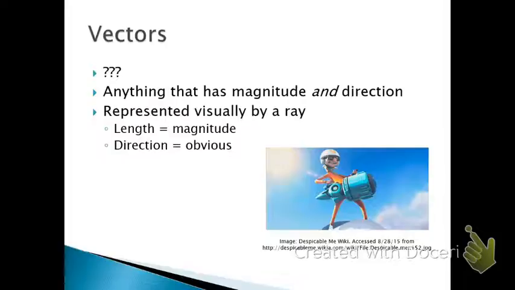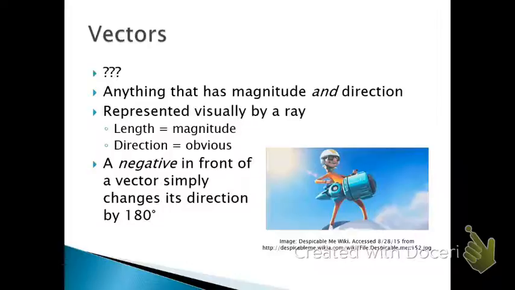Now I just said that you can't have a negative value, and that's not entirely true. If I've got a vector pointing up and to the right, like I did on my graph paper just there, I could flip it by throwing a negative out front. All that a negative in front of a vector does is change its direction by 180 degrees. And that is it. So if you see a negative vector, that just means a vector in the exact opposite direction.